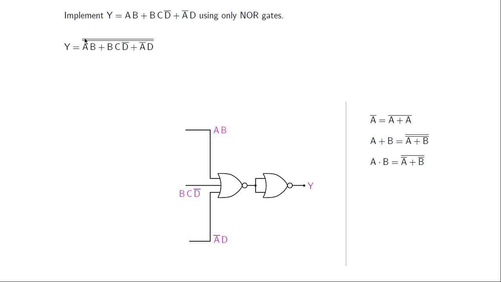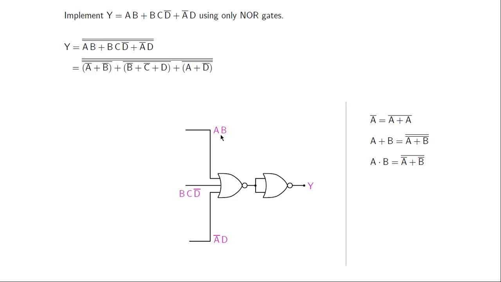So this NOT operation, the bar on top, is provided by this NOR gate, and AB plus BCD bar plus A bar D is given by this first NOR gate. So what are the inputs to this first NOR gate? AB, BCD bar and A bar D, like that. And now we need to see how to generate each of these.